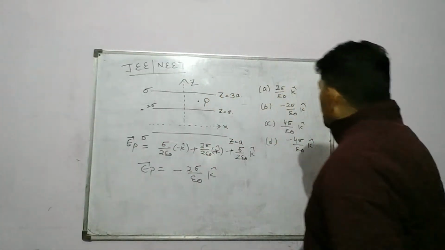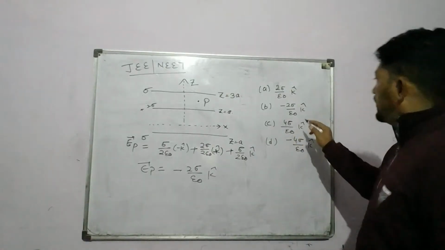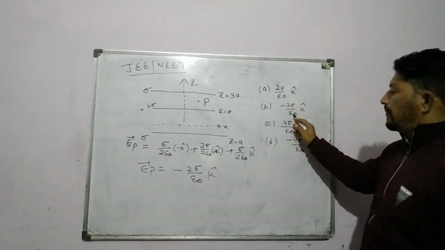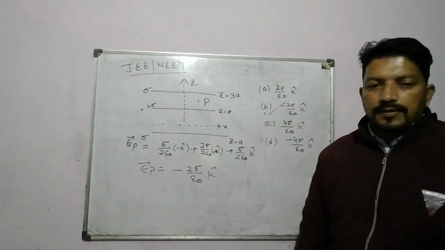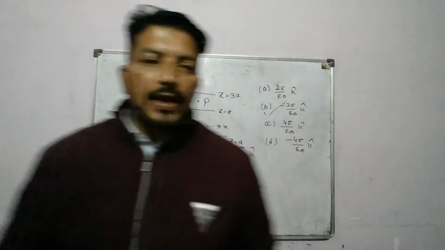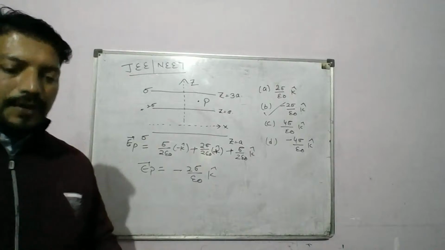Which option is right? I think minus 2 sigma upon epsilon 0. This option is right, option B is right. So you know how to find the electric field at point P.